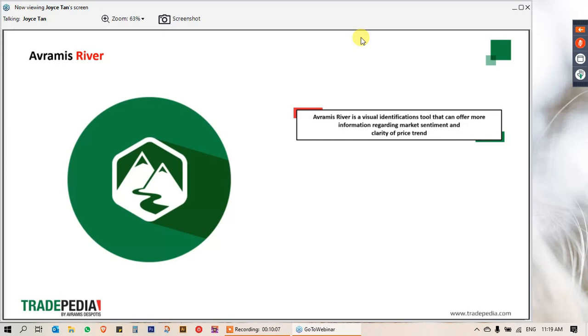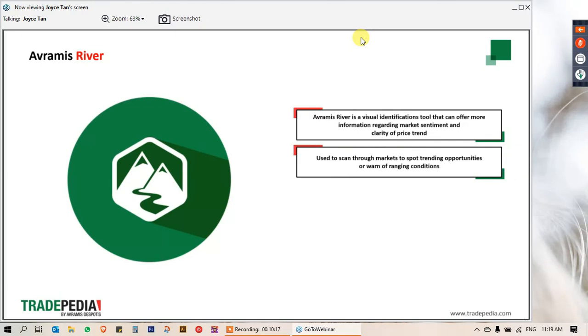So the Avramis River is a visual identification tool that can offer more information regarding market sentiment and clarity of price trend. As a trend following device, it can be used to scan through the market to spot trending opportunities or warn of ranging conditions.